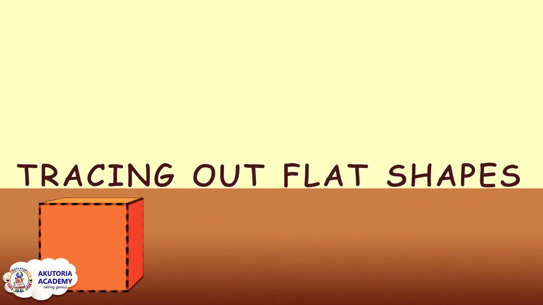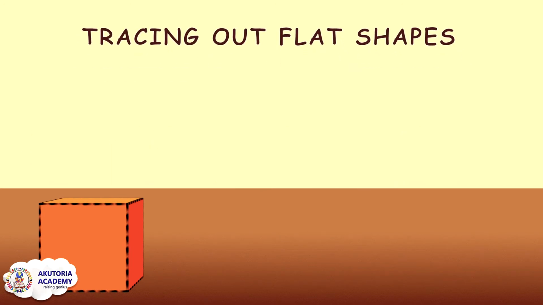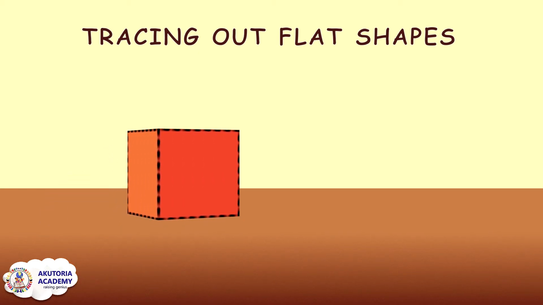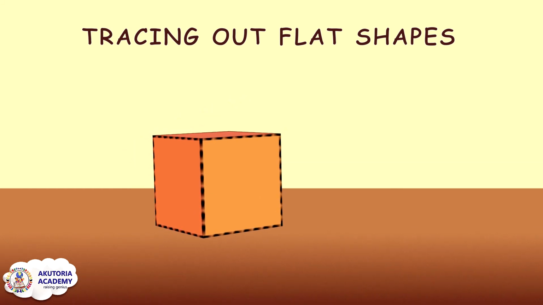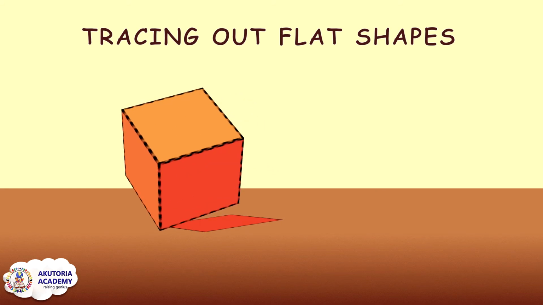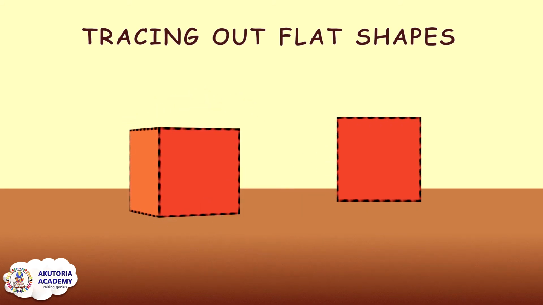Tracing flat shapes from three-dimensional shapes. This can be very helpful when we want to draw out flat shapes. If we have a cube and we want to draw a square, since we know that all sides of a cube are equal, we can use one of its faces to trace or draw out a perfect square. Now, let's use this face of the cube to draw or trace out a square. You can see that we could use three-dimensional shapes to draw out flat shapes. We have here a square and we traced it out from this cube.